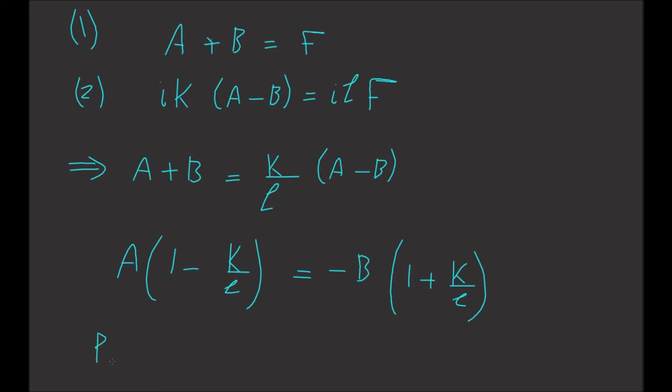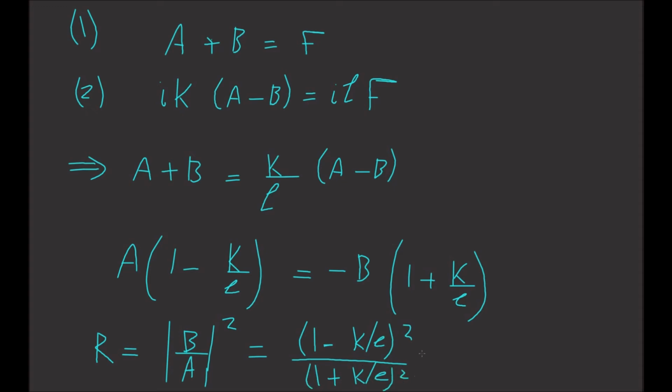Okay, so then the reflection coefficient R is equal to b over a amplitude squared, which gives us 1 minus k over L squared divided by 1 plus k over L squared, which is the same as k minus L to the fourth divided by k squared minus L squared, parentheses squared. Let's carry on.